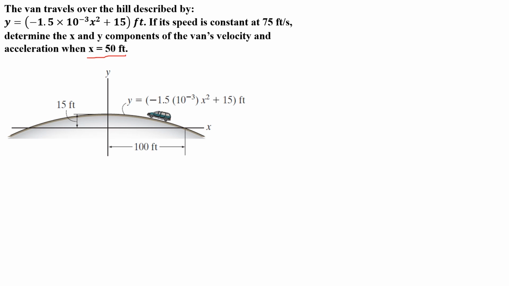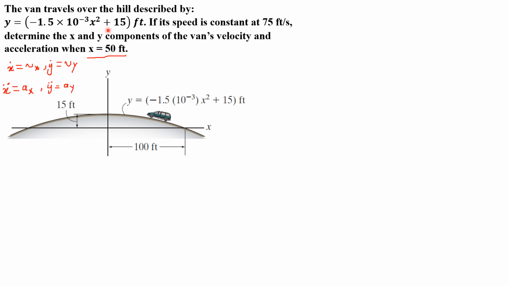Before you start here, let me remind you that x dot is the velocity in the x direction, and y dot is the velocity in the y direction, and x double dot is the acceleration in the x, and y double dot is the acceleration in the y.